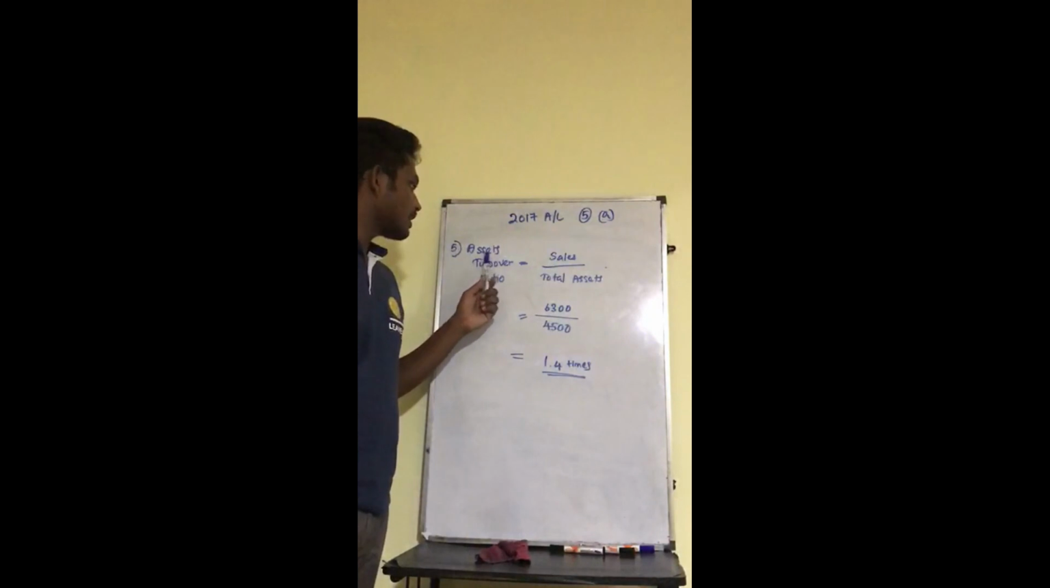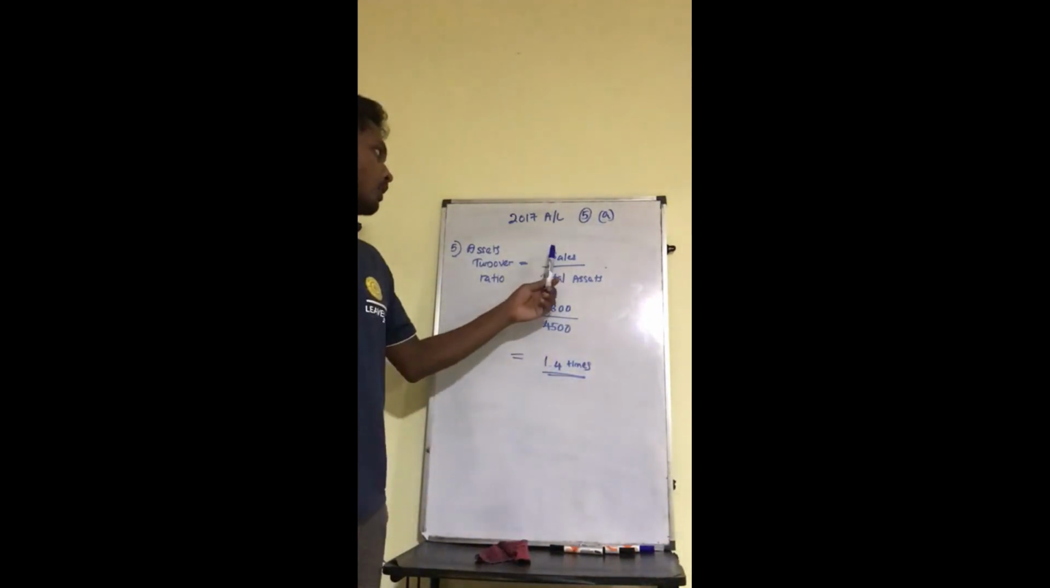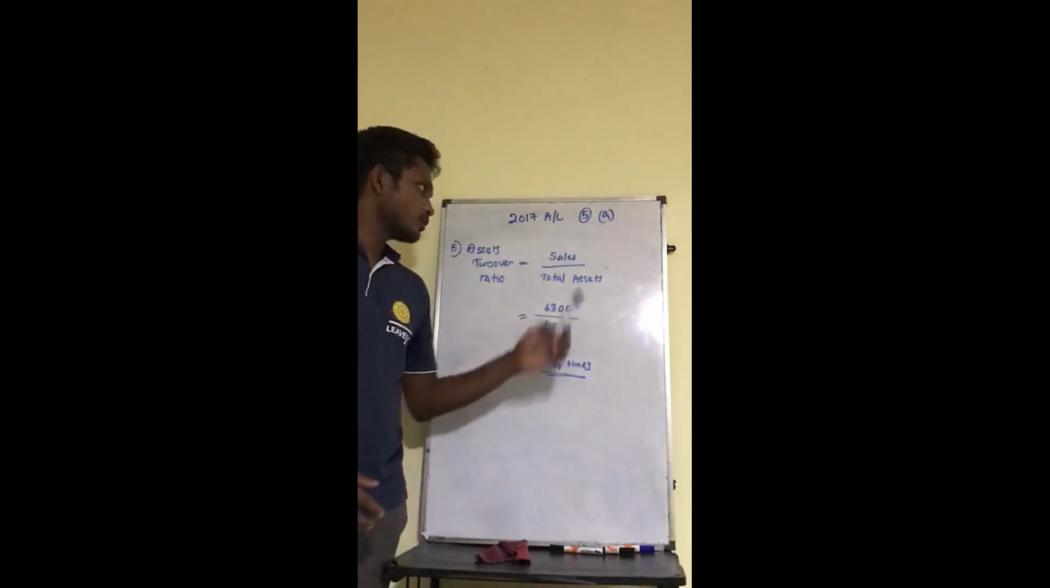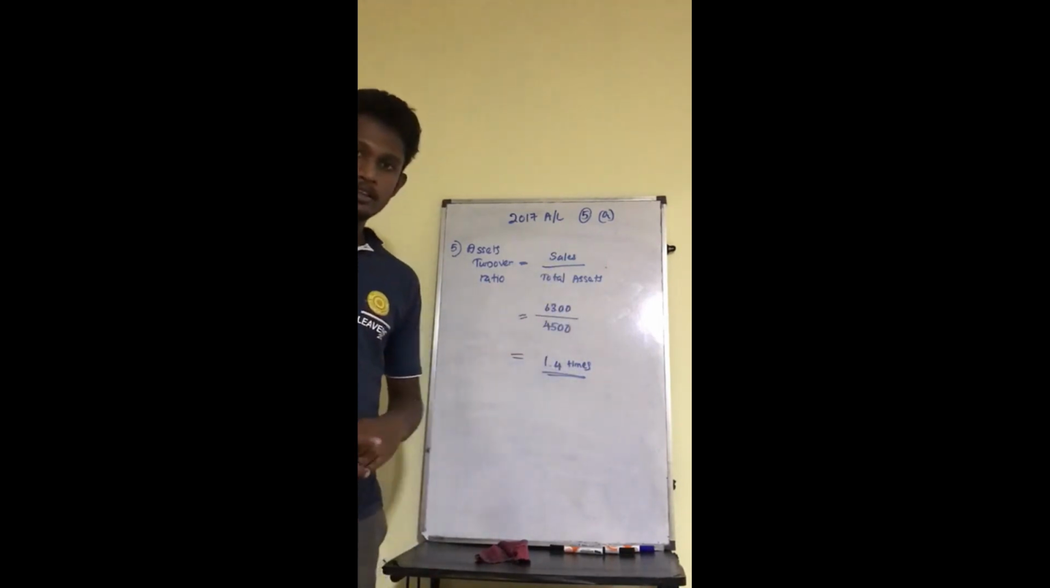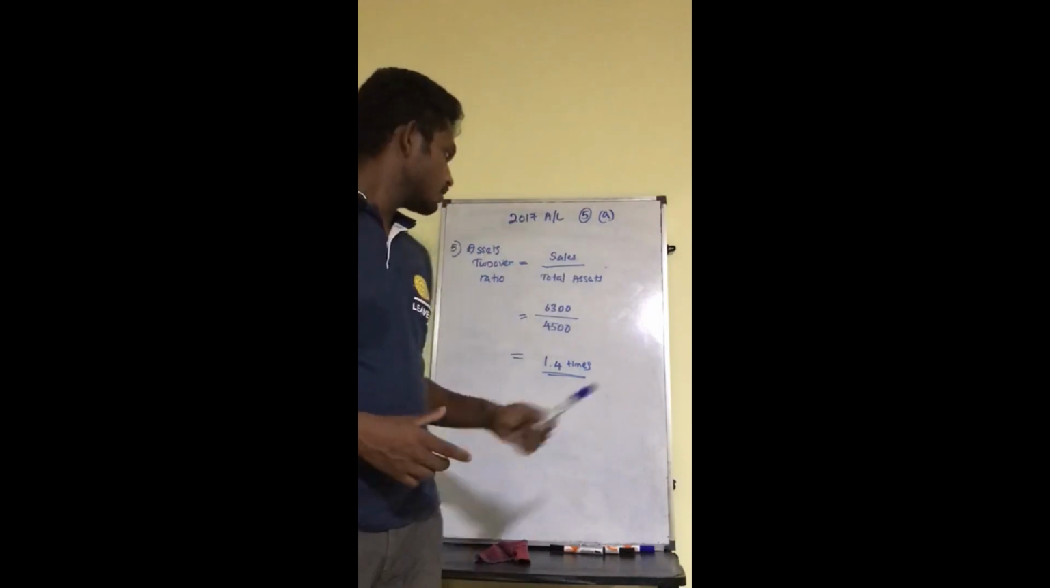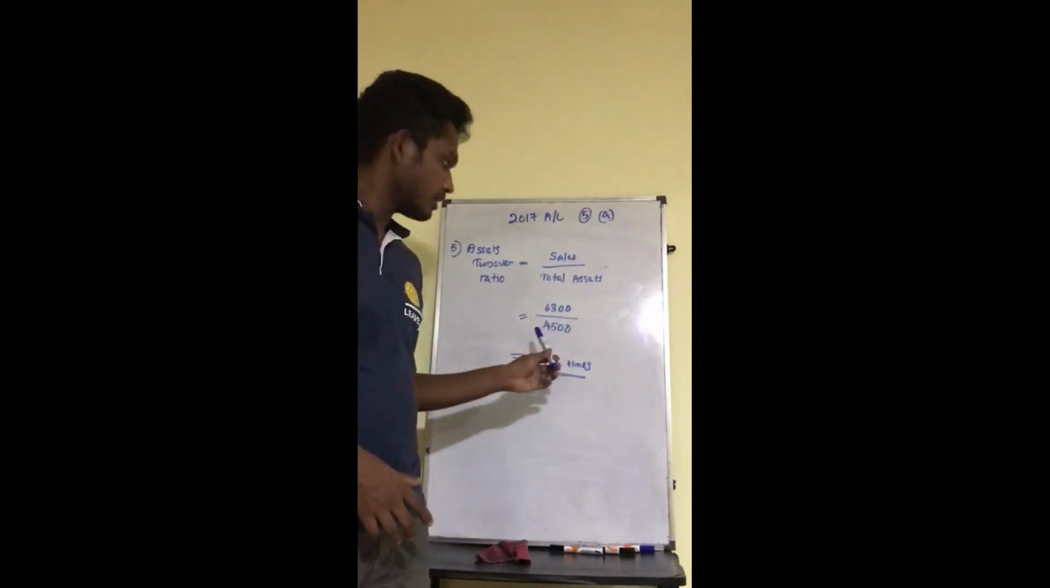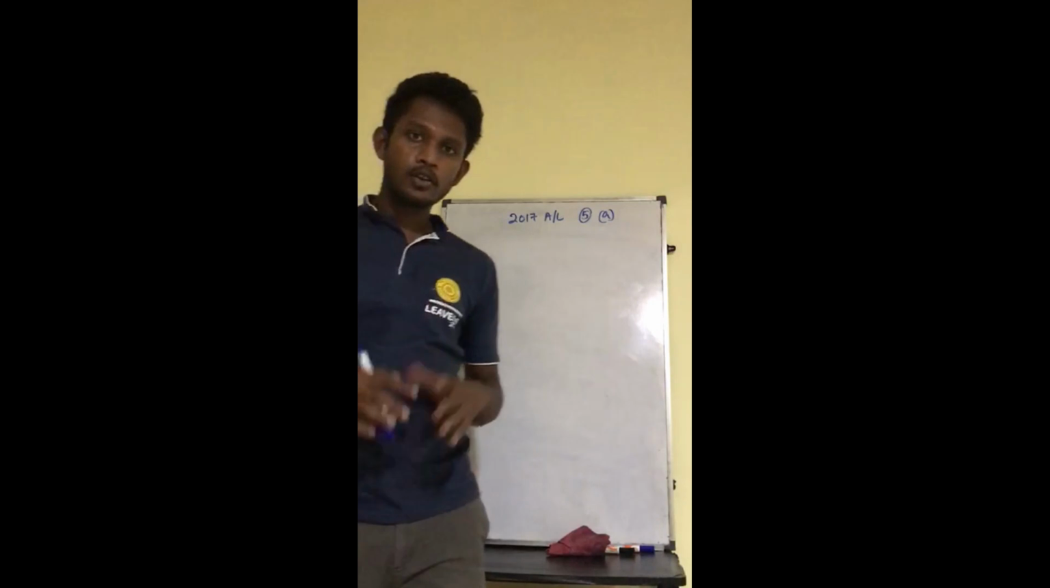And the last ratio is assets turnover ratio. So sales divided by total assets. The sales balance is given, 6,300, and the total assets is the summation of the assets side. So that's 4,500. So the answer is 1.4 times. So that's all about the second paper.